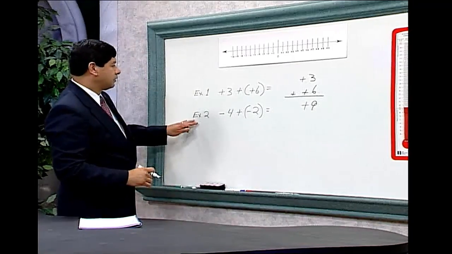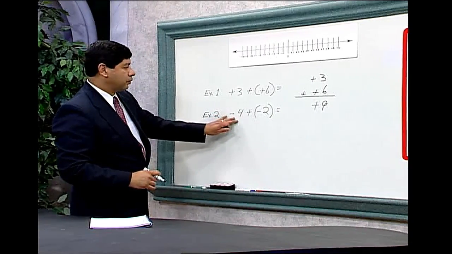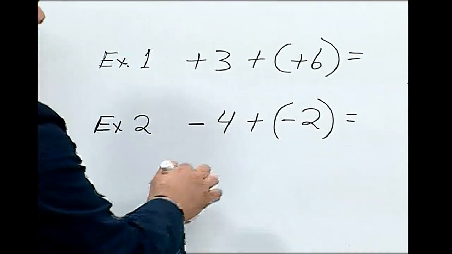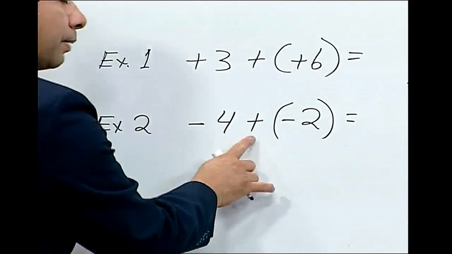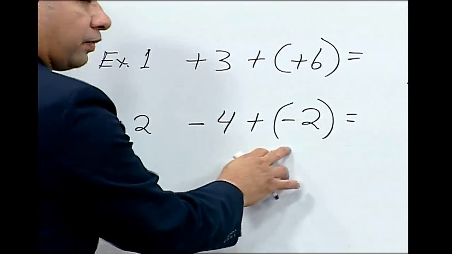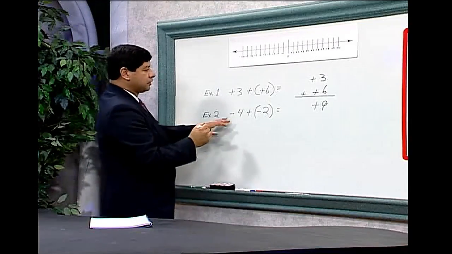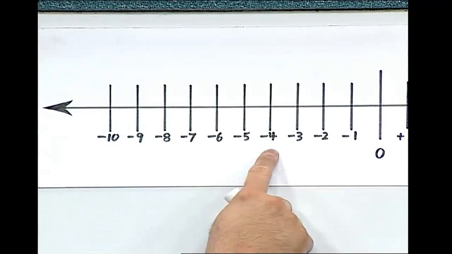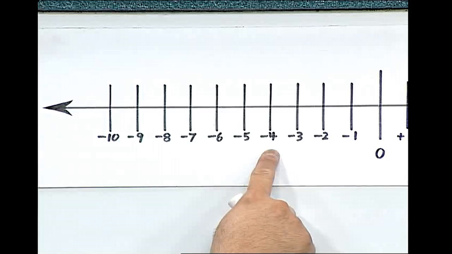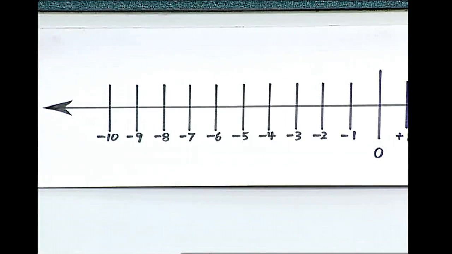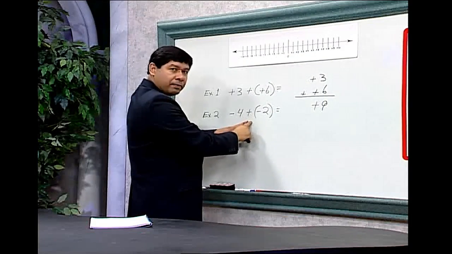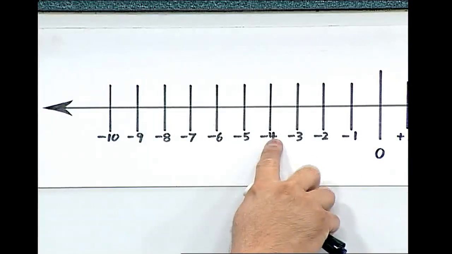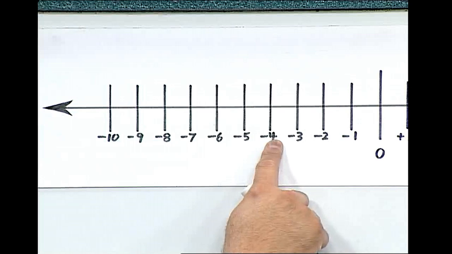Our next example, 2, we have a negative 4 plus a negative 2. So this means we're combining a negative 4 with a negative 2. Let's first identify our negative 4: 1, 2, 3, 4. Notice we're going to the left in this case. A negative number is a directional number. And to that, we are combining or adding a negative 2.